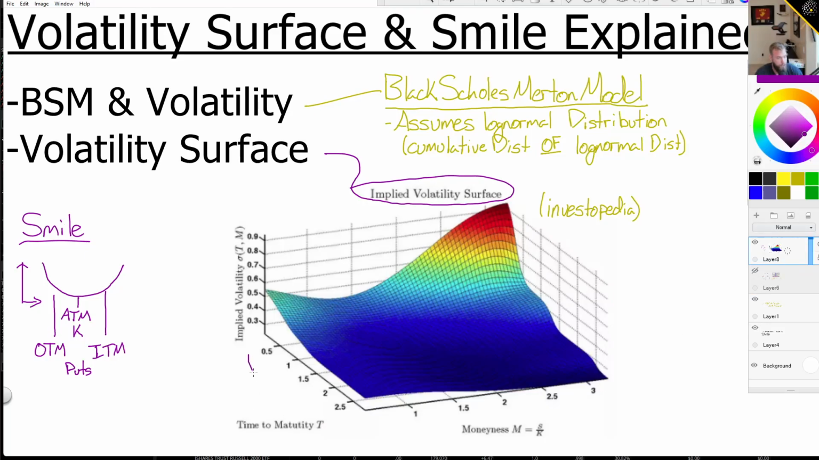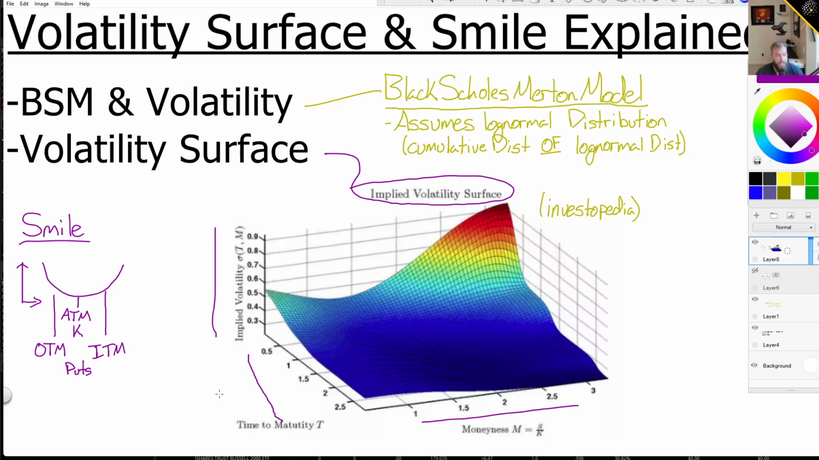We have time to maturity over here on this axis. Then we have moneyness, how far something is in or out of the money on this axis. And then we have the implied volatility on this axis. The Black-Scholes model would essentially assume that the implied volatility surface would be flat, meaning we use the same implied volatility for the same series time expiration of options across the different series. But that's not what we do.